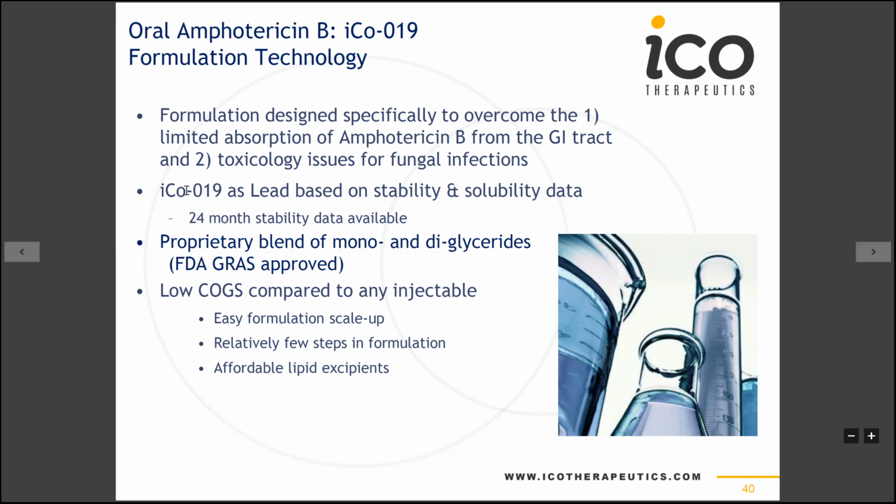We have tropical stability, as we mentioned, 24 months out to 40 degrees C, and it's a proprietary blend of mono and diglycerides, which is FDA GRAS approved, and that's really, really important because the excipients themselves are very, very safe. They have FDA approval, and so the toxicity profile is acceptable to the FDA. And really, we have low cost of goods compared to injectable. It's an easy formulation to scale up. It's relatively few steps in the formulation, and the excipients are affordable. So it's pennies a day to treat patients, particularly in the developing world, and it's accessible. They can take it by mouth, so the drug adherence goes up.